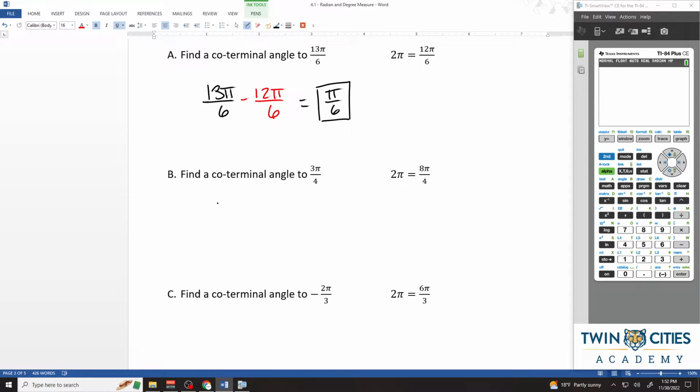What about this one, 3 pi over 4? Let's write that one down. Again, I can add or subtract 2 pi to find something that's coterminal to this. 2 pi in this case, because of a denominator of 4, is going to be 8 pi over 4. Let's add 8 pi over 4 to this here.